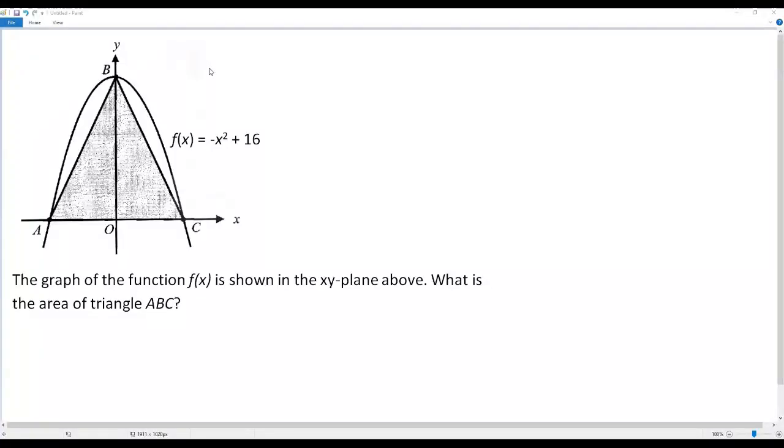Here we have a SAT math question. Okay, let's go over the problem. The graph of the function f of x is shown in the xy plane above. What is the area of triangle ABC?